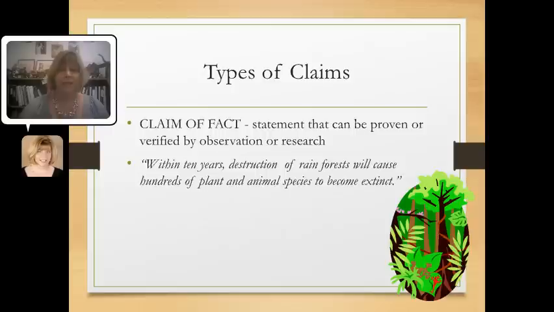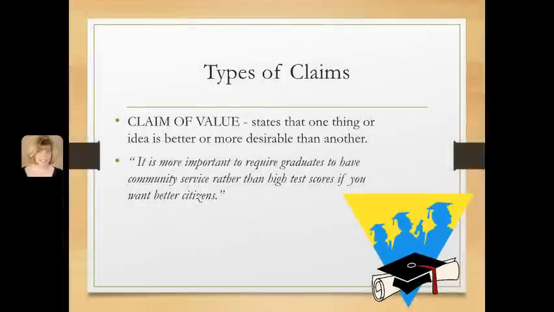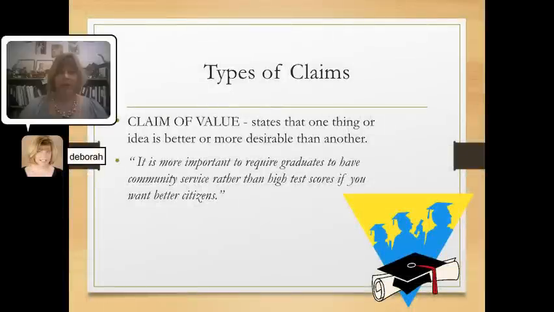So here's an example. Within 10 years, destruction of rainforests will cause hundreds of plant and animal species to become extinct. Now, theoretically, you should be able to take that claim and back it up based on observation of how many trees are there now in the rainforest, how many plant and animal species we can observe, and then looking ahead, what we will see in the future. Now, where a claim of fact is something provable, Kenya is in Africa. You can go and look at a map and prove that particular thing. That's a fact that would be hard to get different people to disagree on.